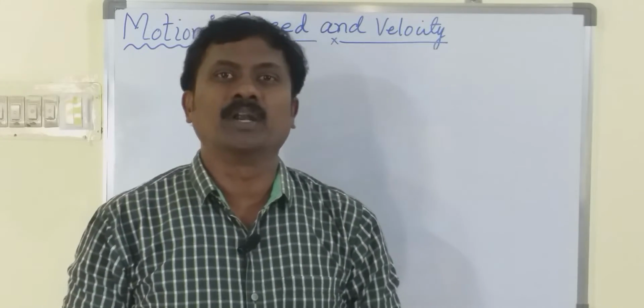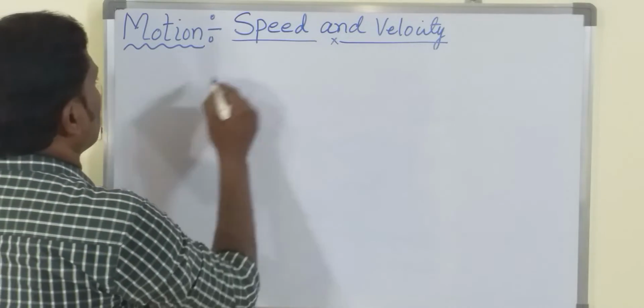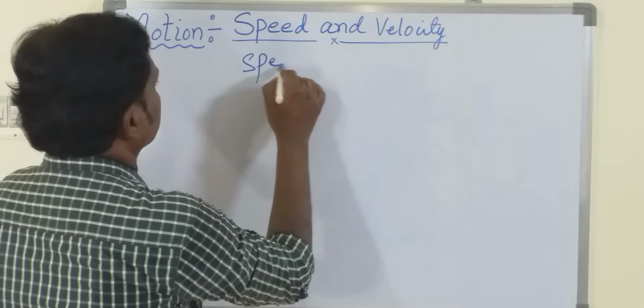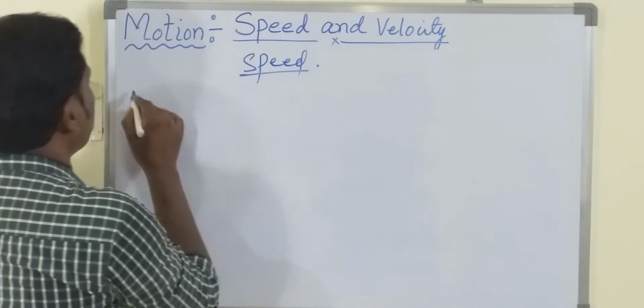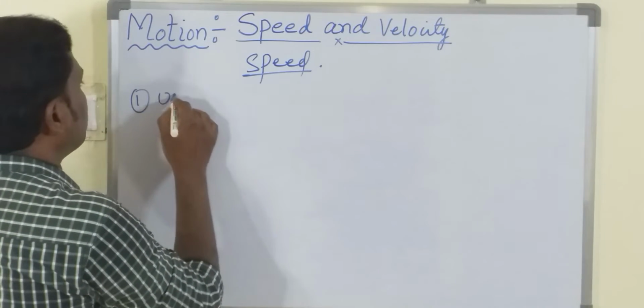Okay children, now let us study about different types of speed. We have uniform speed and non-uniform speed. So first we'll see uniform speed.